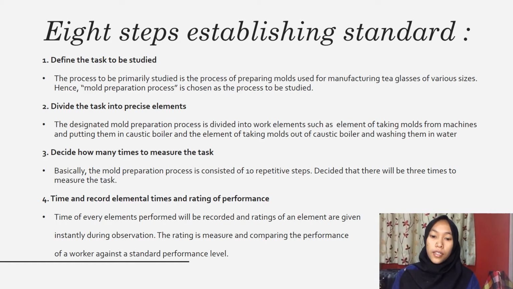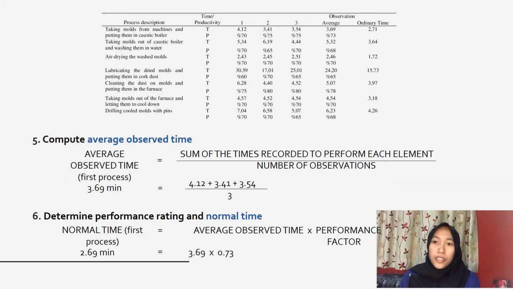Time and record elemental times and rating of performance. Every element performed will be recorded, and ratings of elements are given instantly during observation. The rating is the measure and comparing the performance of a worker against the standard performance level. I have provided the measurement result of the time and the productivity of the mold preparation process. This result helps to proceed with the next step, which is computing the average.